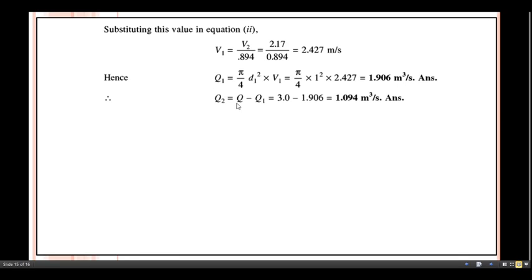At the same time, we know the relation between Q, Q1 and Q2. So we get Q2 equals Q minus Q1. The total discharge is 3; we subtract the discharge through pipe number 1 and easily get the flow rate through the parallel pipe, Q2, as 1.094 meter cube per second.